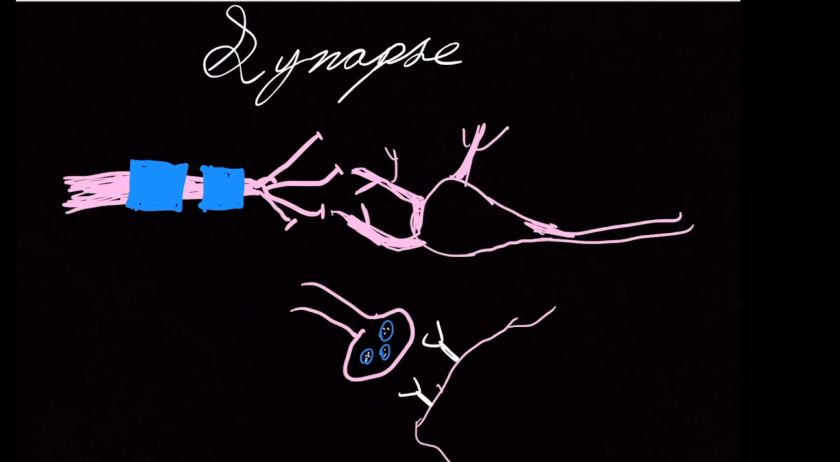Now once we reach the end of the axon, we will find ourselves at what we call the terminal button. This will connect to the dendrites that we discussed previously. This connection will have a small space called the synapse.